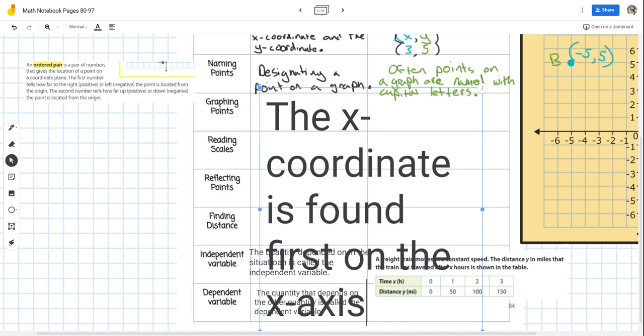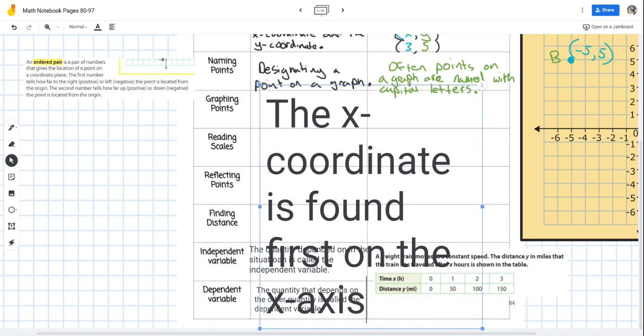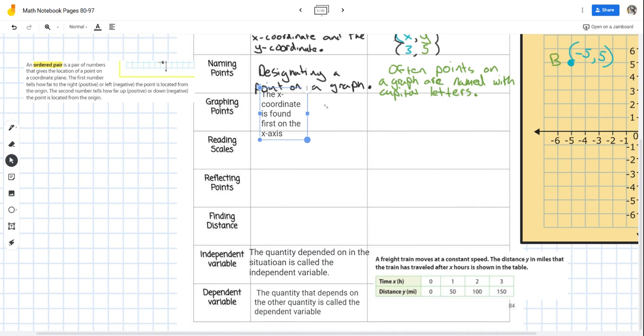It's probably painful for some of you to look at, so let me fix this now. So in Jamboard, if you're using a text box, once you get it going, you can make it a little bit smaller and it fits a lot better. So here we go. The x coordinate is found on the x-axis, the y coordinate on the y-axis.